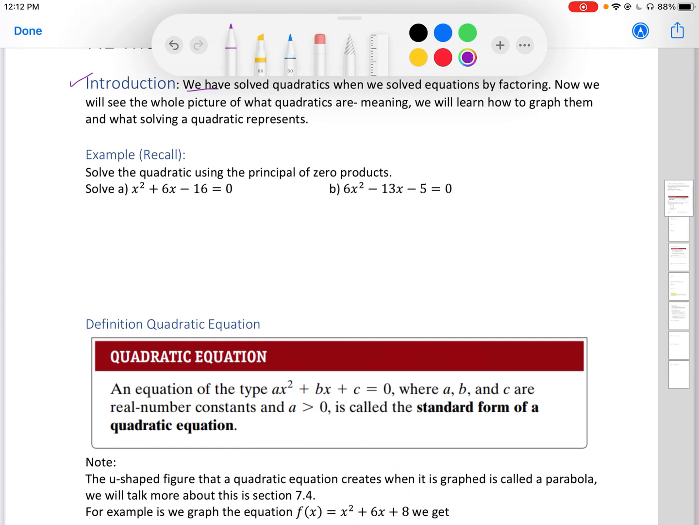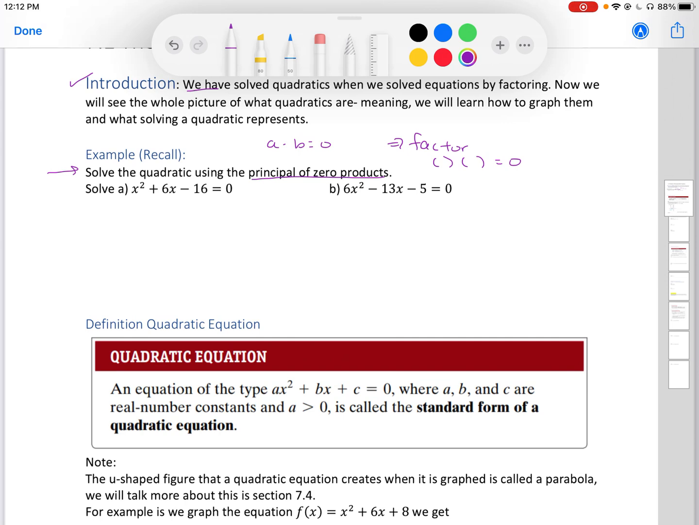So for a review example, recall how to solve a quadratic. We're being asked to solve a quadratic using the principle of zero products. The principle of zero products says if I have two things being multiplied and they equal zero, that means one or both of them is zero. We have learned how to factor, so if I can factor it, so I have a factor times a factor equals zero, then I can solve using the zero product property.